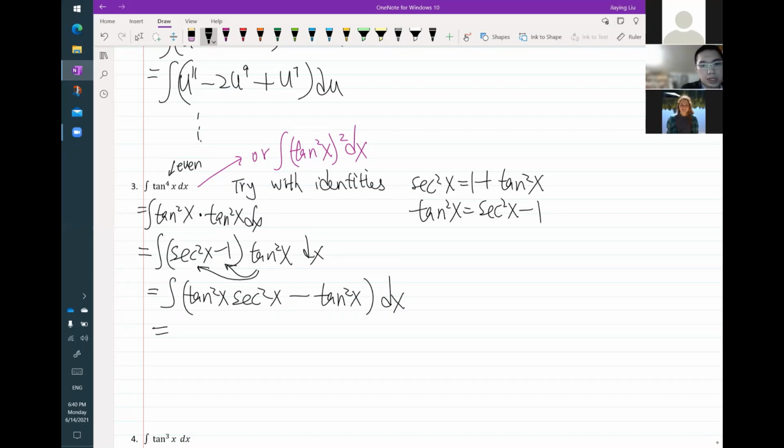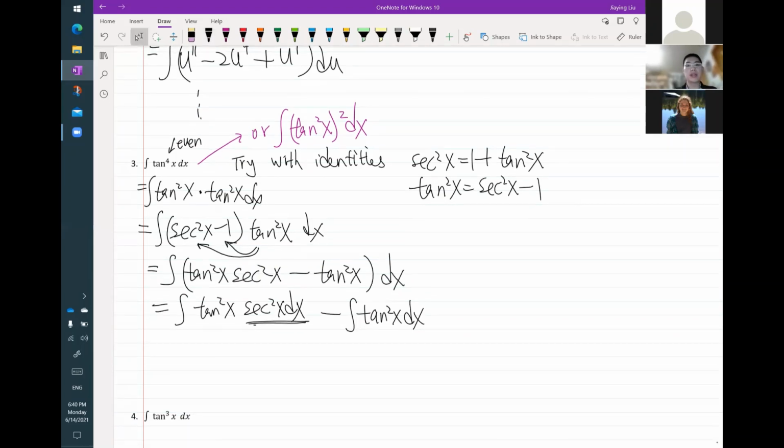The first term, it's not that difficult if you were to integrate tangent square x secant square x dx, because this term is a derivative of tangent x, right? So you could let u equals tangent x and then carry out the integration. But the second term, you're integrating tangent square x dx, that might be a little bit difficult. You might have to do something about that part, which again, we're going to use a secant square x minus 1 put in there.